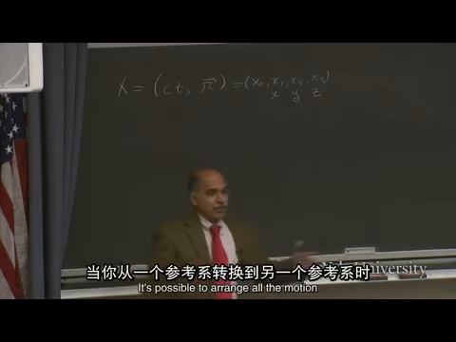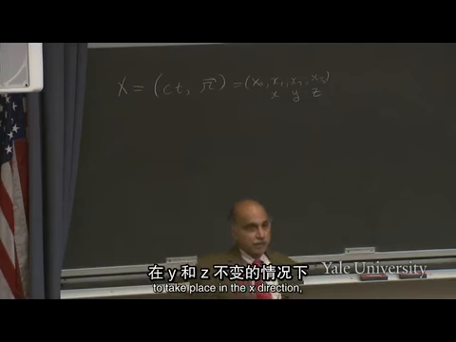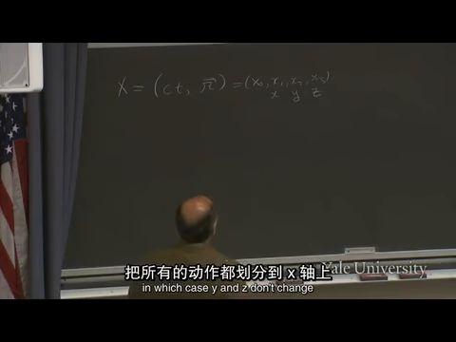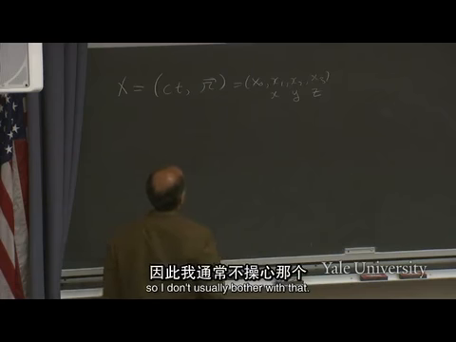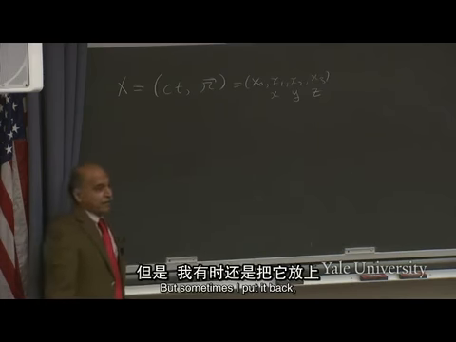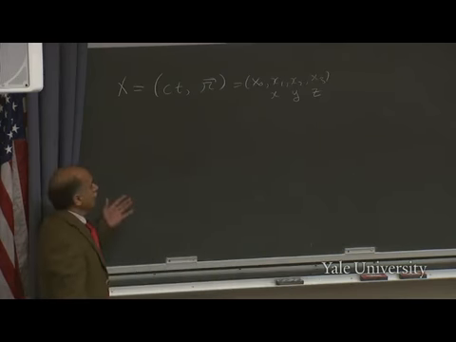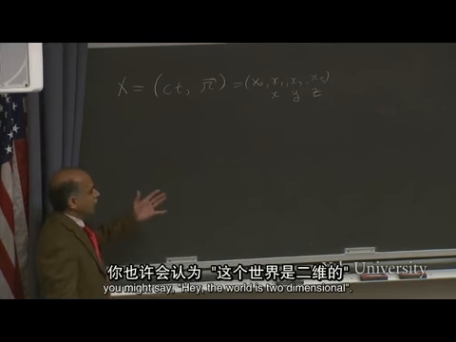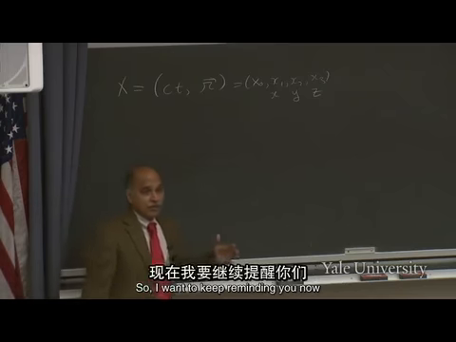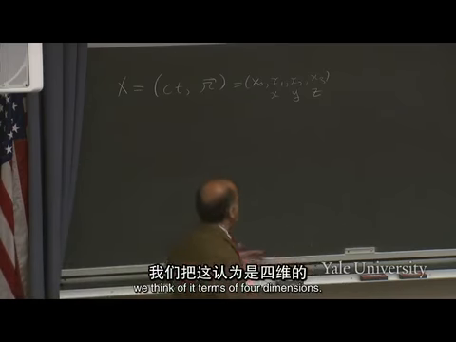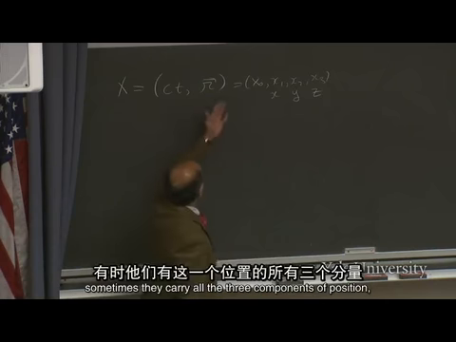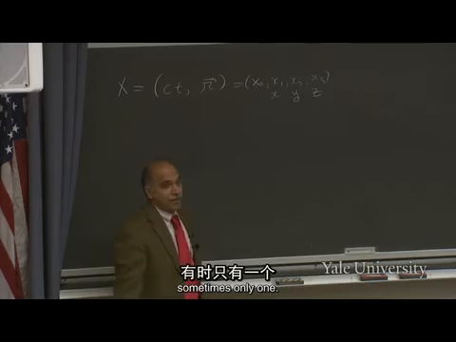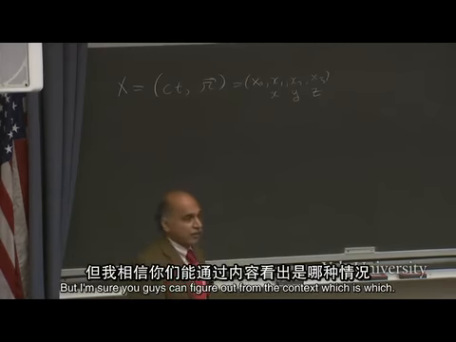It's possible to arrange all the motion to take place in the x direction, in which case y and z don't change when you go from one frame to the other, so I don't usually bother with that. But sometimes I put it back, because if you had only 2 components, x0 and x1, you might say, hey, the world is 2-dimensional. So I want to keep reminding you we now think of it in terms of 4 dimensions. So at least for that reason, sometimes I carry all the 3 components of position, sometimes only 1. But I'm sure you guys can figure out from the context which is which.